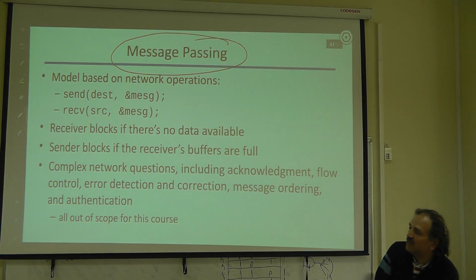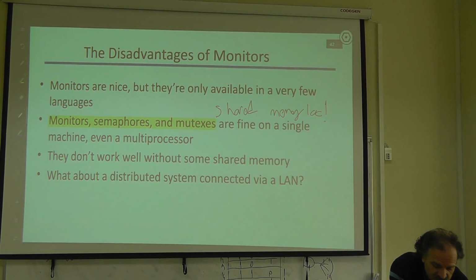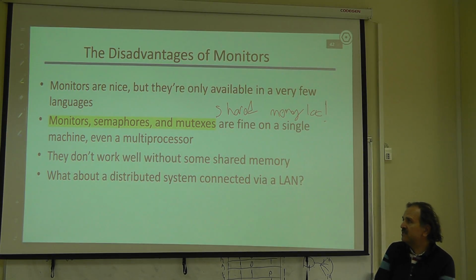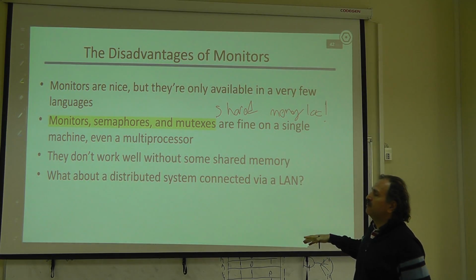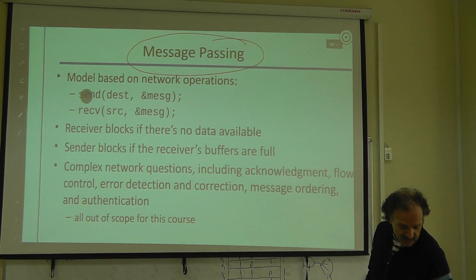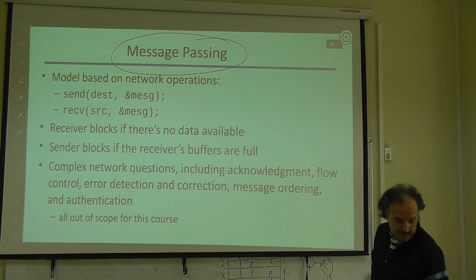Receiver blocks if there is no data available. We will wait for the producer to produce something. Sender blocks if the receiver buffers are full. Okay, sender blocks if the receiver cannot receive what you are sending. So the send and receive mechanism is the solution for this shared memory location problem. If we are addressing the shared memory location problem using these send and receive functions, why don't we use them all the time?